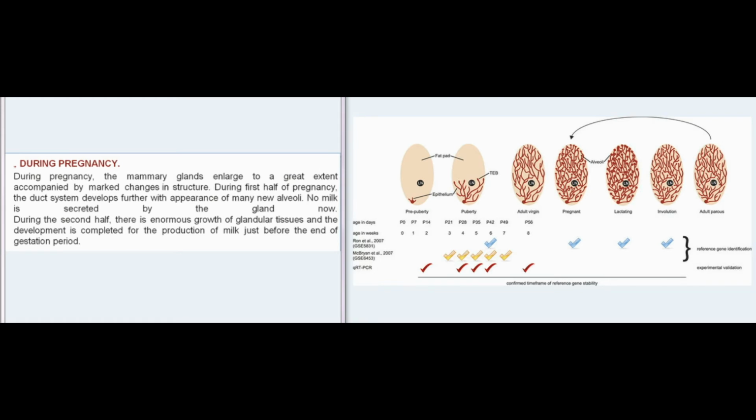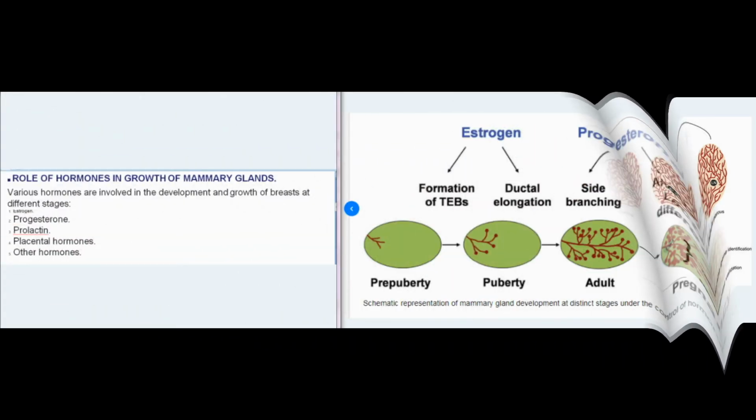During pregnancy. During pregnancy, the mammary glands enlarge to a great extent, accompanied by marked changes in structure. During the first half of pregnancy, the duct system develops further with the appearance of many new alveoli. No milk is secreted by the gland now. During the second half, there is enormous growth of glandular tissues and the development is completed for the production of milk just before the end of the gestation period.